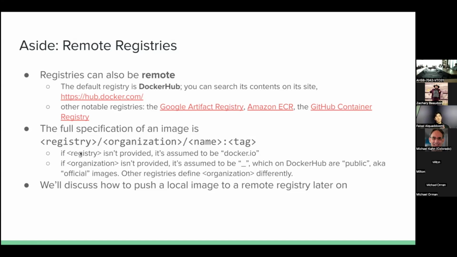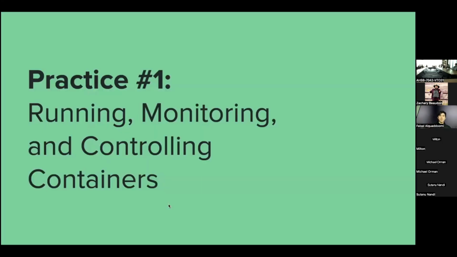If you tag an image with this full tag, naming it with the registry, organization, name, and tag, then when you push the image, it uses the registry portion of its name to find the registry to push it to. And then all of this other stuff just organizes it in that registry. So I'll talk about pulling and pushing images later on. Okay, so that's a lot of theory, so we'll get into some practice. I apologize if your eyes are glazing over.